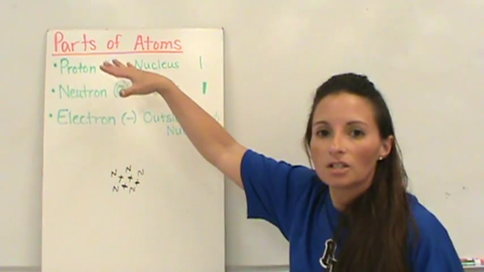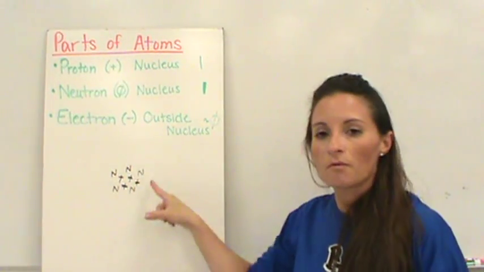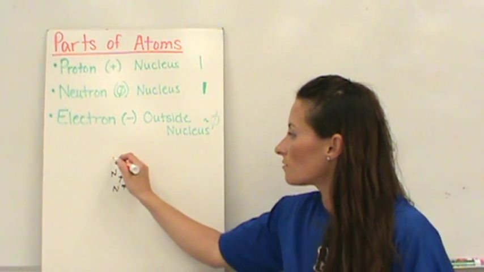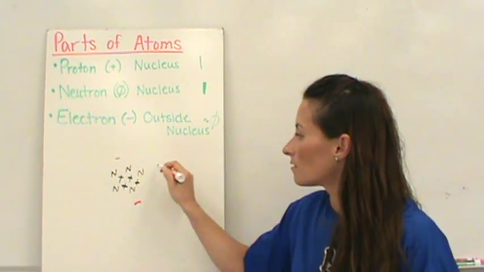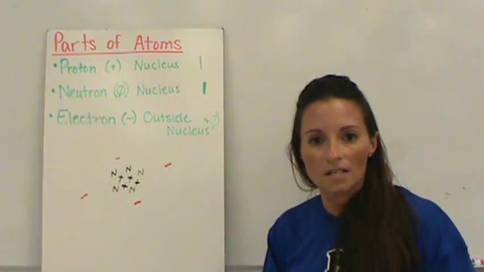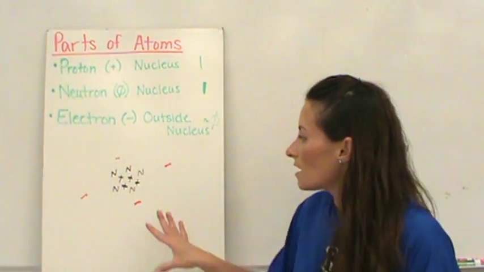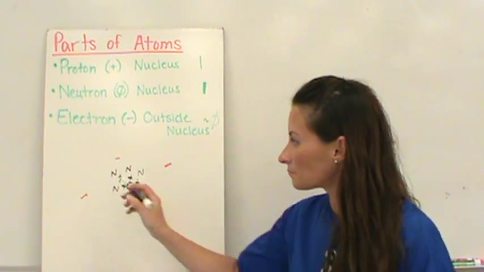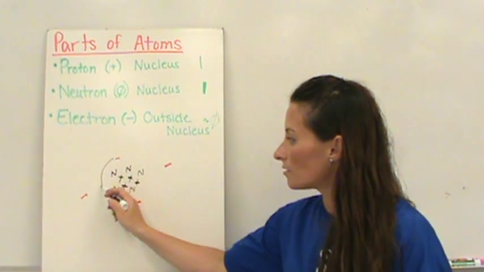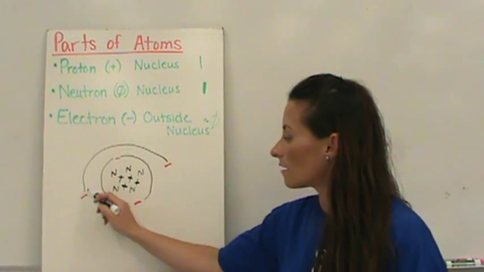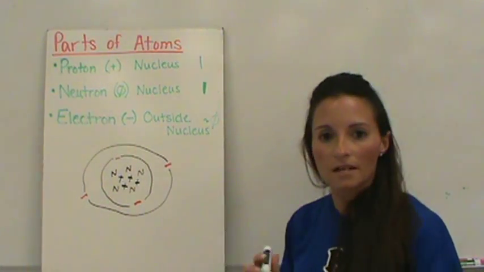Okay? So if we have a neutral charged atom and we have 4 protons, then we're also going to have 4 electrons kind of floating around the outside of the atom. Okay? And so this is kind of the structure of the atom. We're going to have the nucleus with electrons floating around the outside of it.